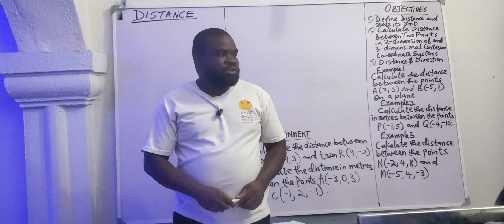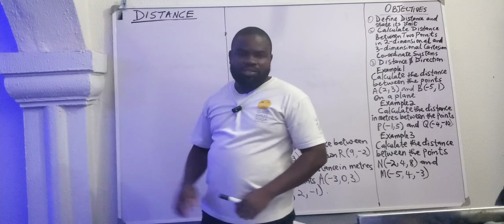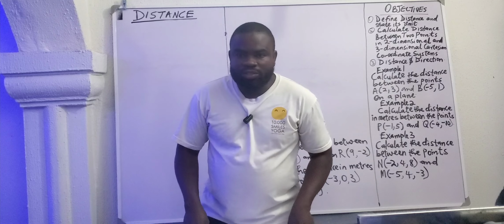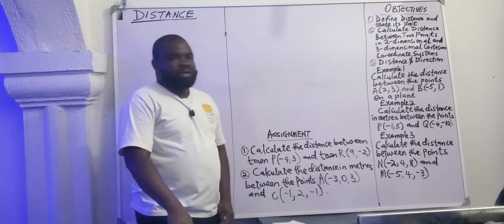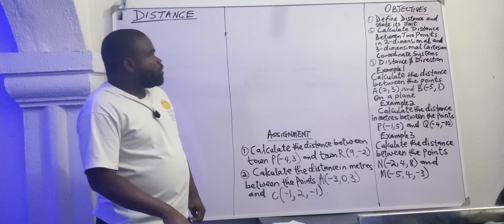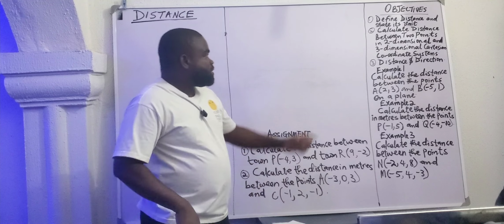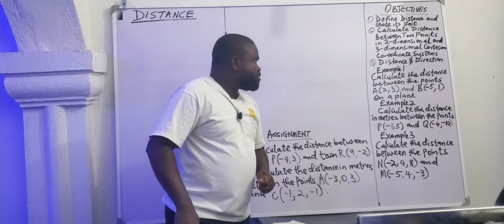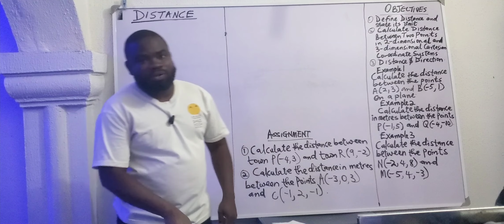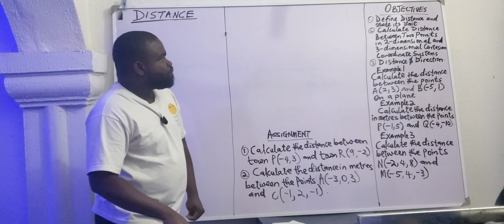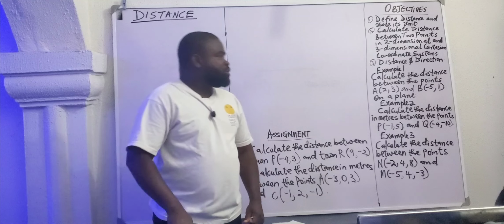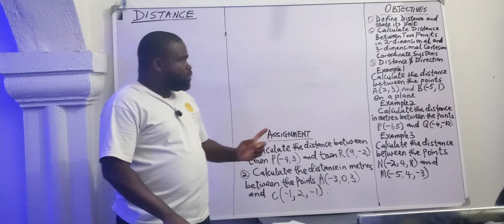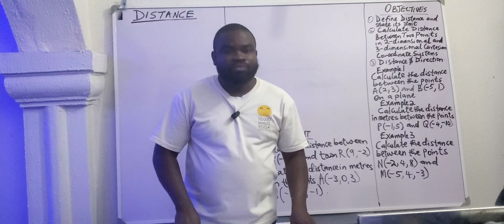In our class of today, we shall consider distance. This is for SS1 class. Under this topic, we will look at the definition of distance and its unit. We'll look at how to calculate the distance between 2 points, both in 2-dimensional and 3-dimensional Cartesian coordinate system, and we'll look at distance and direction.